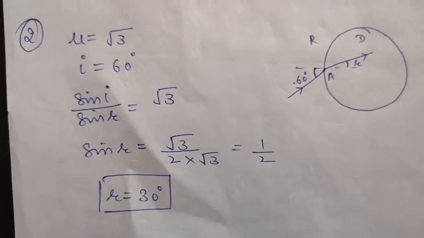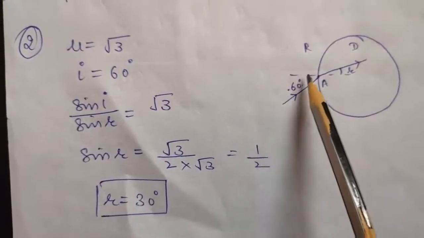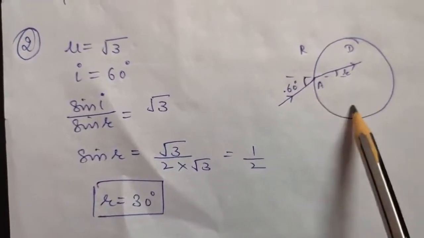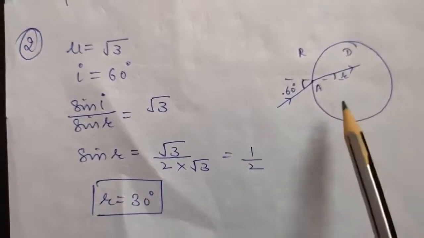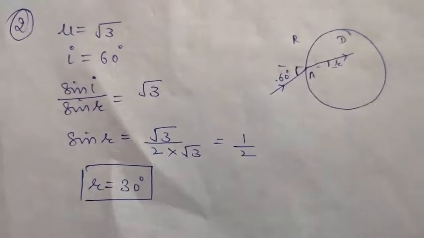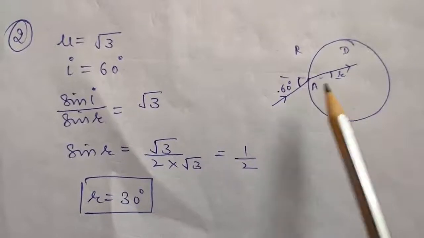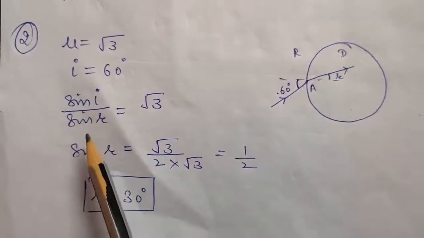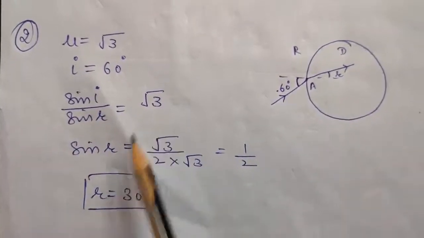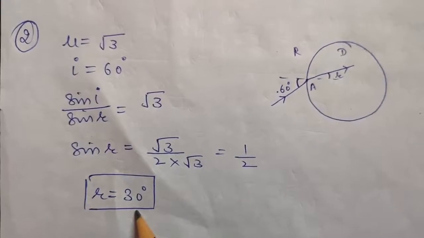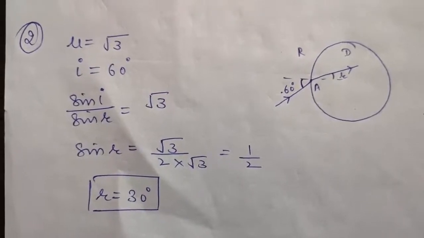Second question is a very simple question. In this you are given angle of incidence and you are given refractive index of material of the sphere and you are asked to calculate angle of refraction. So just use Snell's law, that is sin i by sin r is equals to mu2 by mu1. From there calculate r, that will come to be 30 degrees.